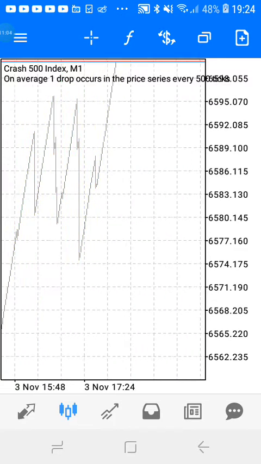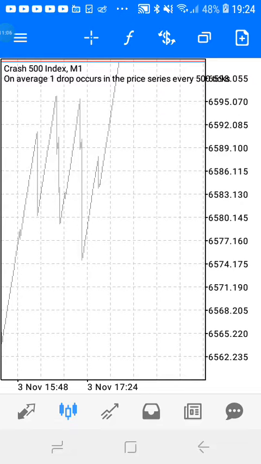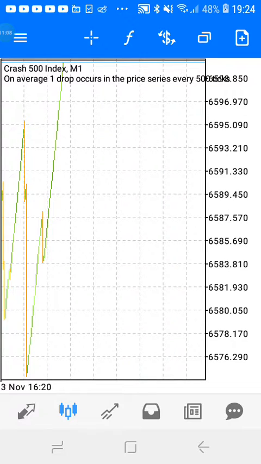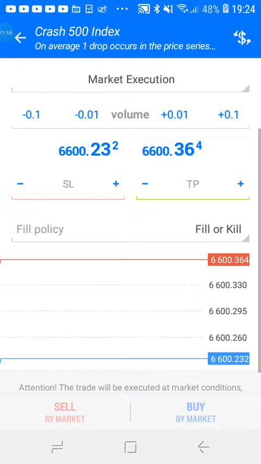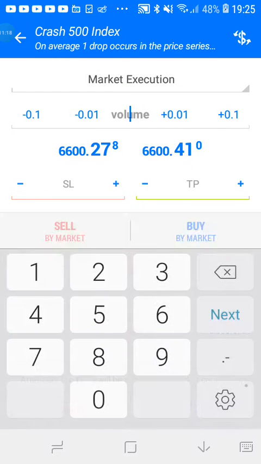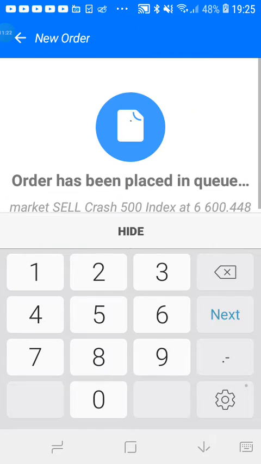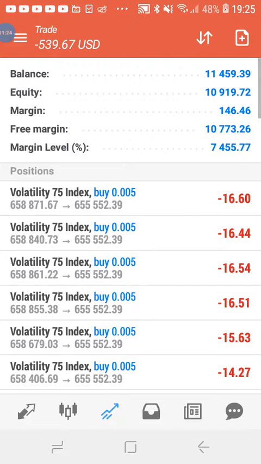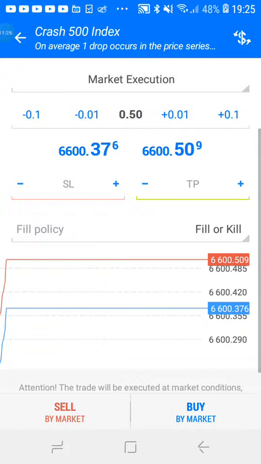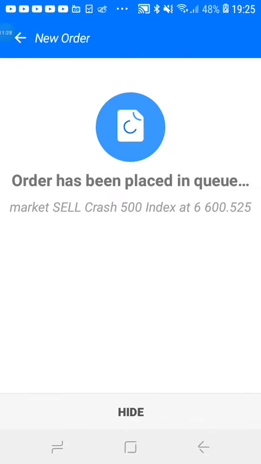Oh, as you can see here on crash and boom, if you push it the other side, you can see that it's overbought without any indicators. You can just see where else can it go. So we have to sell these guys. We have to sell.